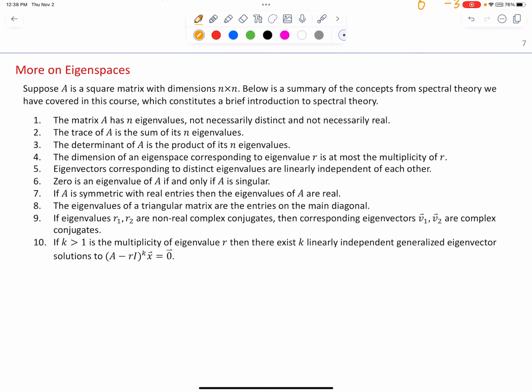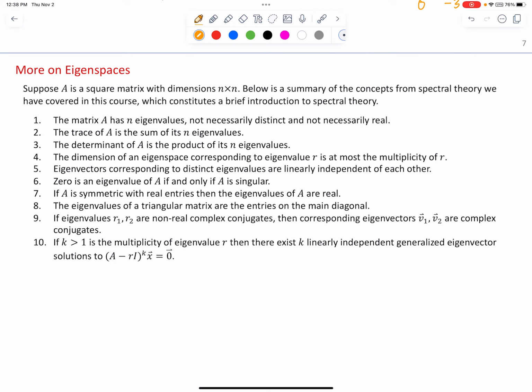Number 3, the determinant of A will be the product of the n eigenvalues. Or you can find the determinant of A using cofactor expansion or other approved methods. Statement 4, the dimension of an eigenspace corresponding to eigenvalue r is at most the multiplicity of r. So if r is repeated 5 times, then the dimension of that eigenspace will be at most 5, meaning that we can find at most 5 linearly independent eigenvectors to form the basis of that eigenspace.